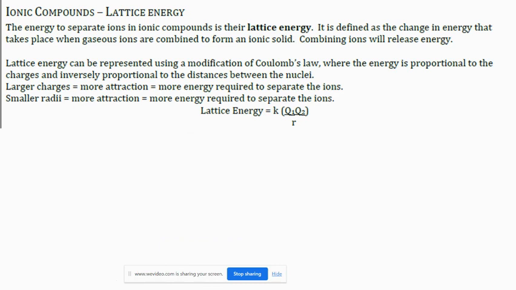Lattice energy then, you will not have to calculate this at any point. That's the energy that's used to separate compounds. It's defined as the change in energy when they go into a gaseous ion state. And then combining ions will actually release energy. So lattice energy can be represented with modifications to Coulomb's law, where you're looking at radius here instead of just distance. You're looking at the radius of the ions. Again, you're not going to have to calculate this. It's just simply looking at it.